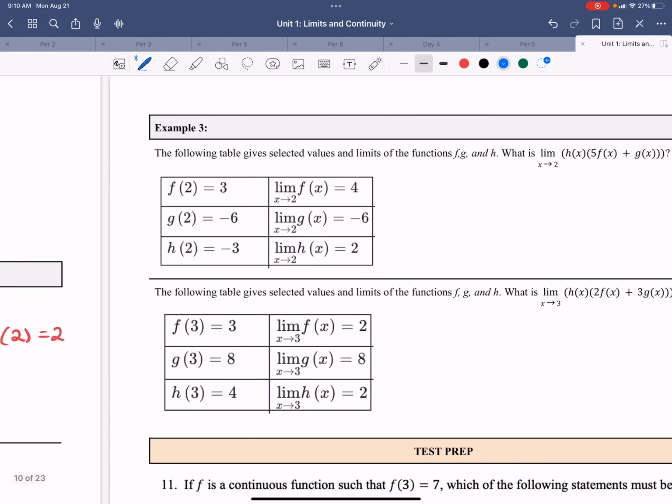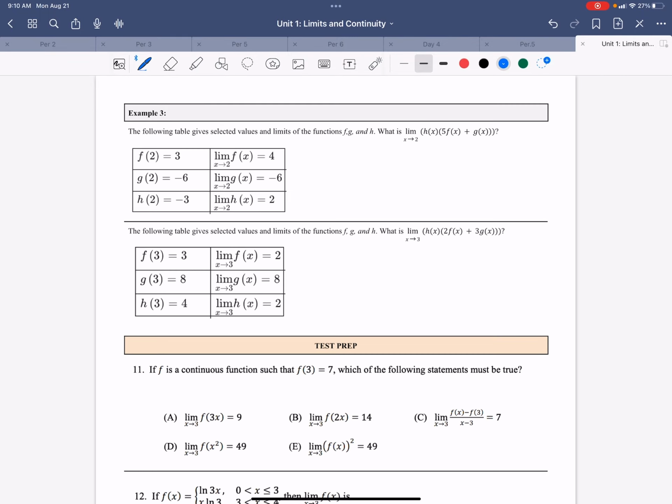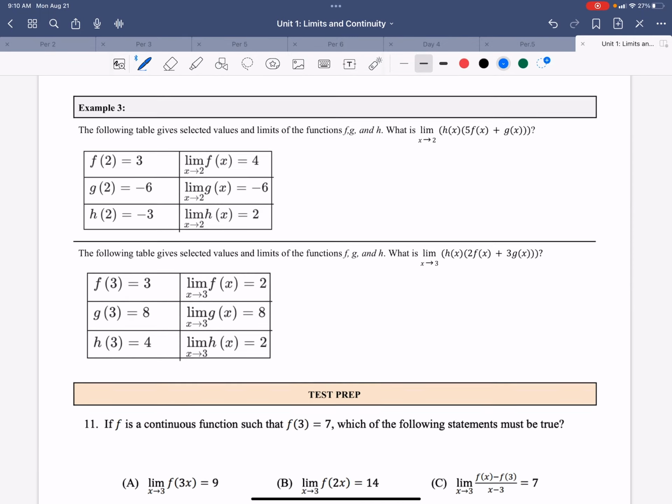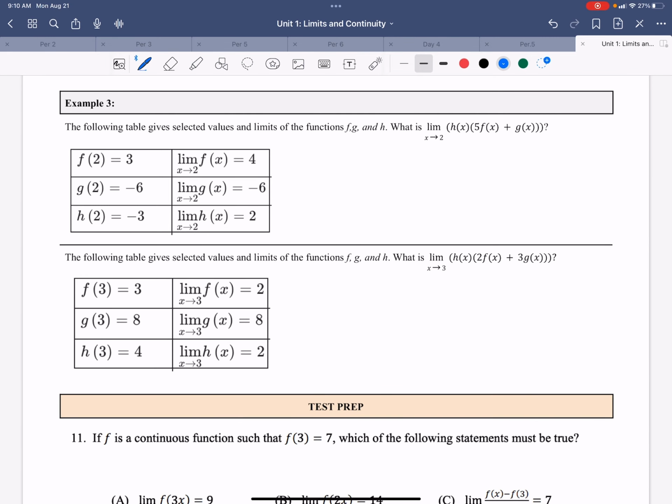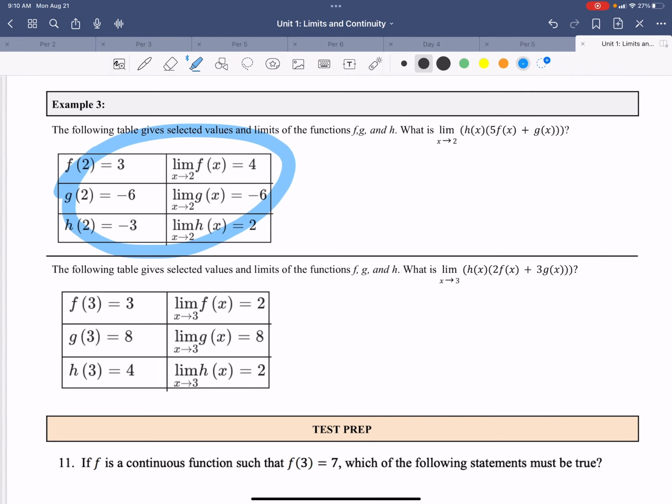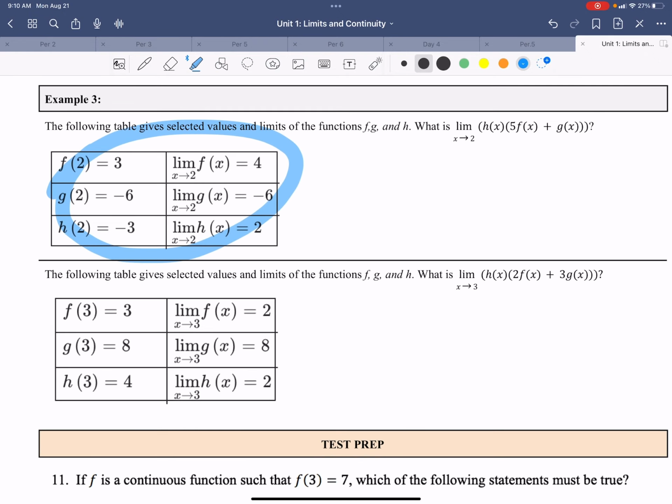Alright. Let's go on to the last couple examples and we'll see what happens, alright? Now this gives you a table and it tells us to find the following limits. I'm only gonna do this example and hopefully you guys can figure out this second example on the bottom by yourselves. That would be like a little homework for you to keep the video short. And so it says, what is the limit as x approaches 2 of h of x, where h of x is 5 f of x plus g of x.